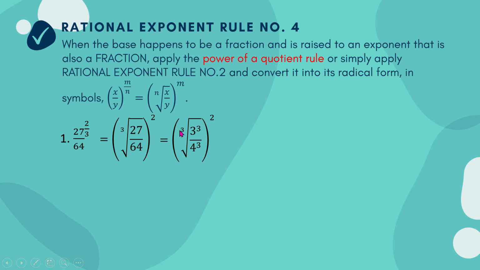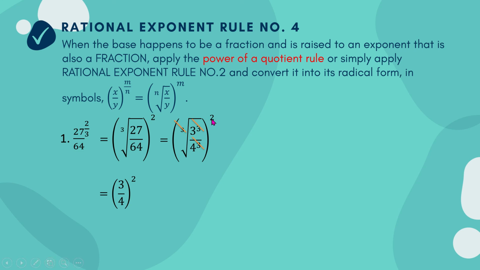So in this case, the index 3 can be cancelled with the exponent 3 in the numerator and denominator. So what will happen? They cancel. 3 over 4 comes out of the radical symbol, because 27 and 64 are perfect cubes. So the cube root of 27 is 3, and the cube root of 64 is 4.